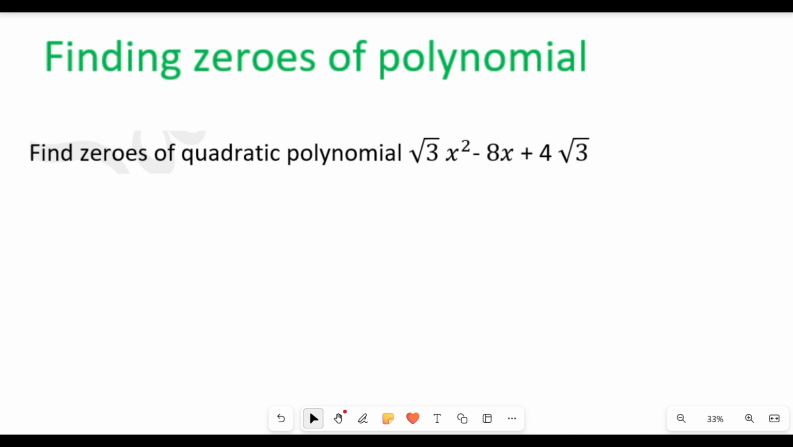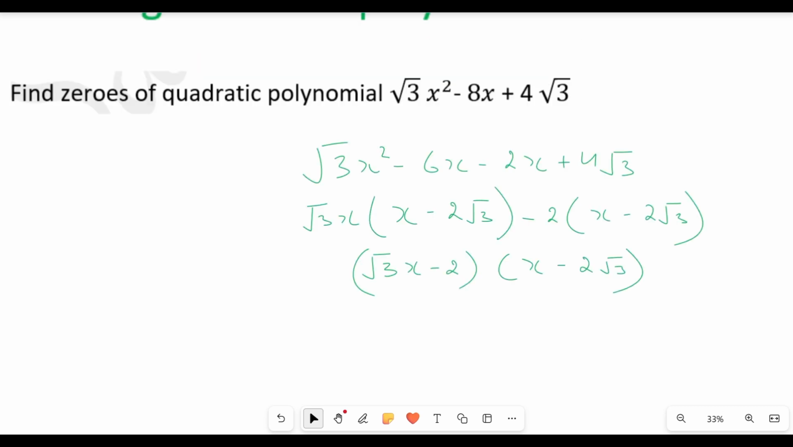See, details how to factorize, how to solve the equations, we will do separately. Here I am just doing what and all is required for sure before my polynomial exam. So we have done factorization with my previous knowledge, and corresponding to each factor, my zeros are 2 by root 3 and 2 root 3.